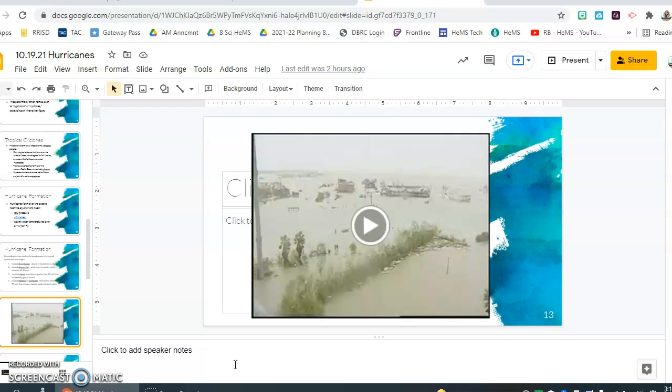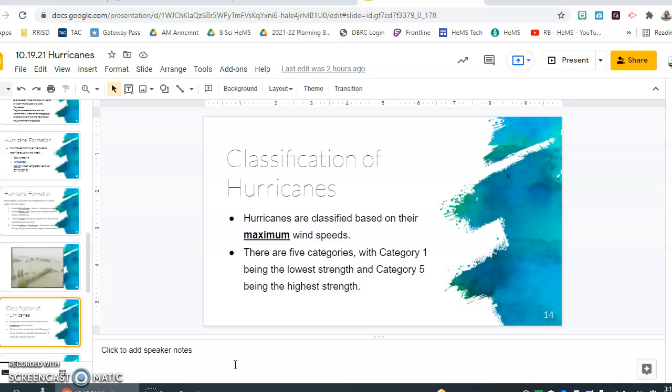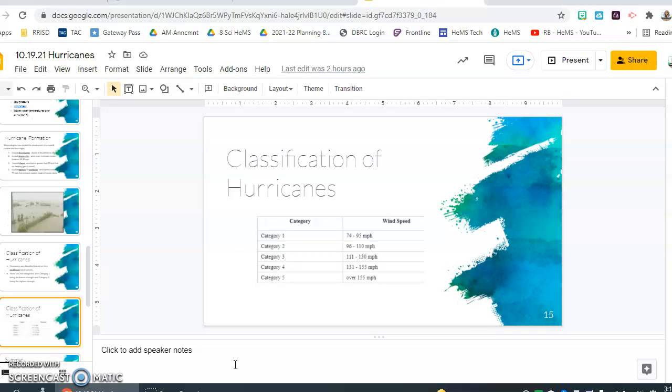Here's another really amazing video showing you a hurricane that affected us here in Texas. If you click on the slideshow, it is Hurricane Ike that hit in 2017 in August in the Houston, Port Aransas and Galveston area. There are 5 classifications based on their wind speed. Category 1 is the lowest and Category 5 is the highest. And they're labeled based on their wind speeds. If you look at this slide, we have all the wind speeds and their categories.